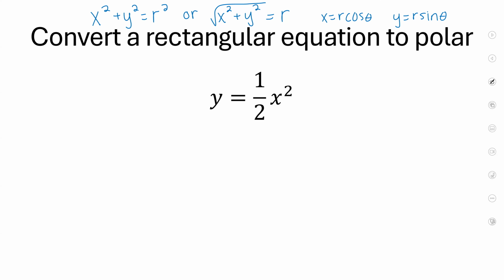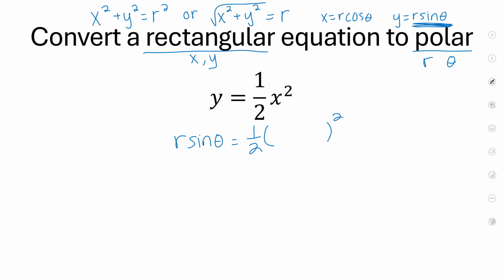So if I'm going to convert from rectangular equations, rectangular means you're using x's and y's. Polar means you're using radiuses and thetas, okay? So I don't want any x's or y's once I convert it into polar. So I'm going to use these formulas up here. I know y can be replaced with r sine theta. So I'm going to put r sine theta in the place of y, 1/2. Instead of an x, I can put r cosine theta.